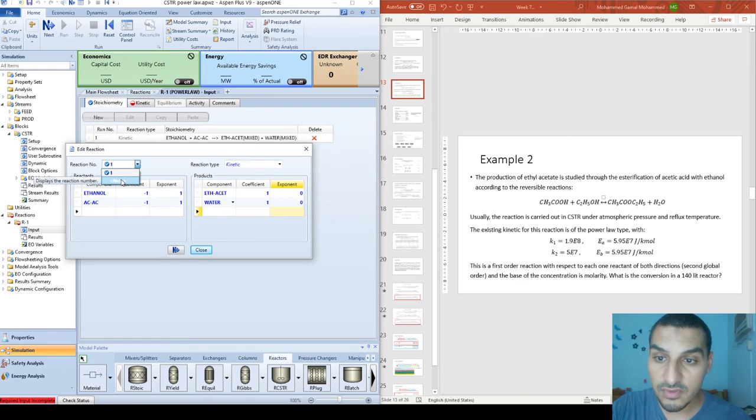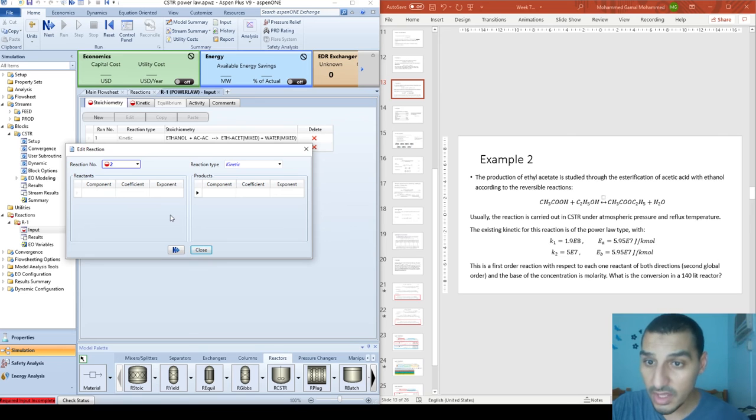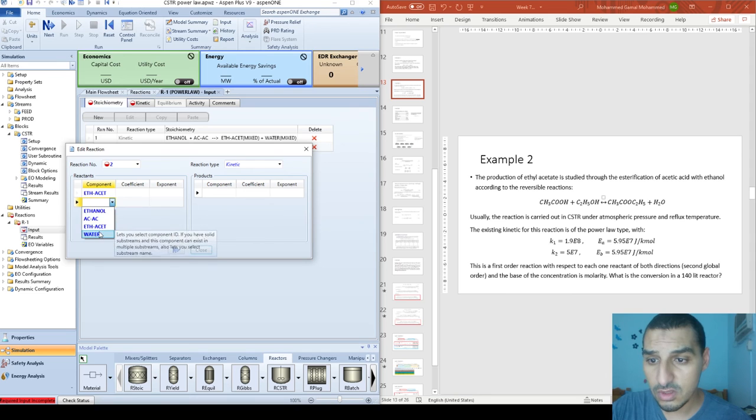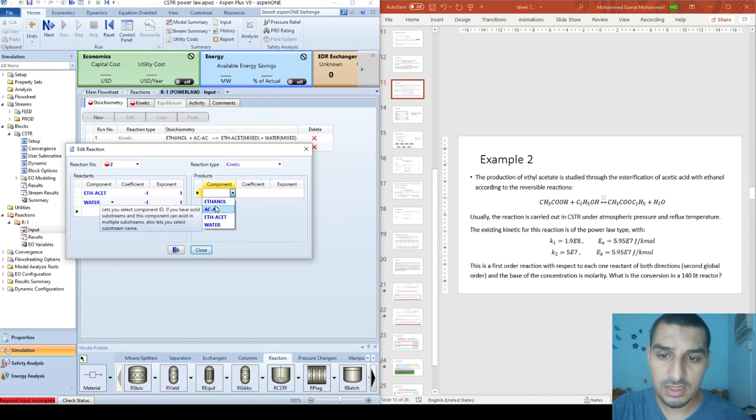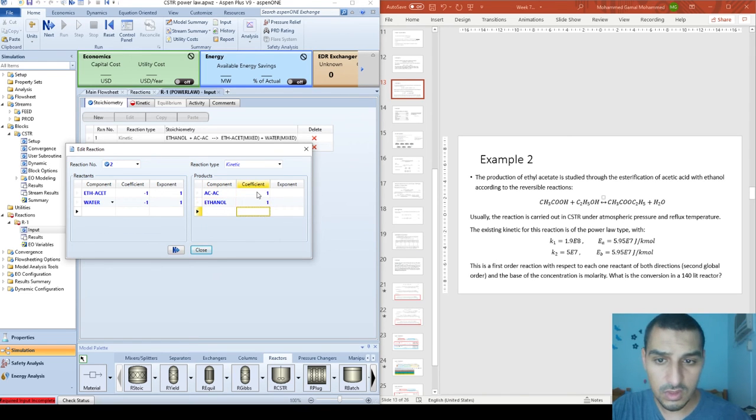Now we can define a new reaction here, which is reaction number 2. And in this reaction, it's gonna be the opposite. It's ethyl acetate and water. The coefficients are -1 here, -1 here, the exponents are 1, and it's going to be exactly the opposite, and the products are ethanol and acetic acid. The coefficients are 1 and 1, the exponents are zeros.